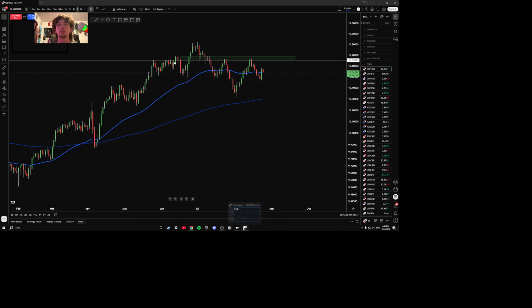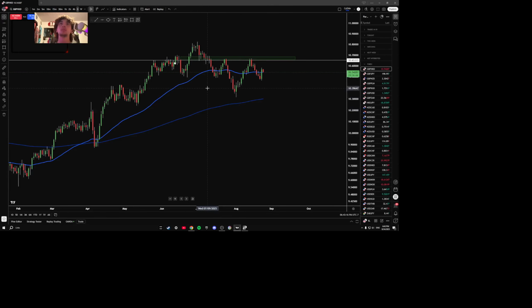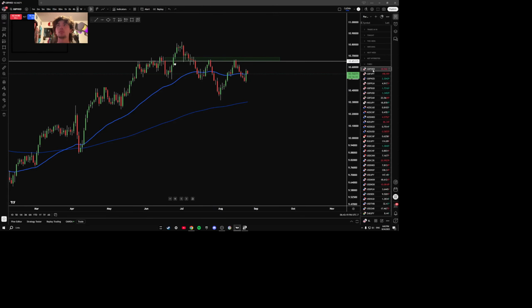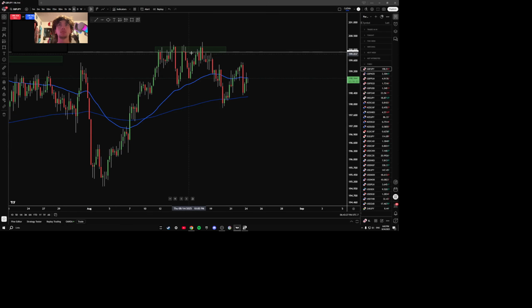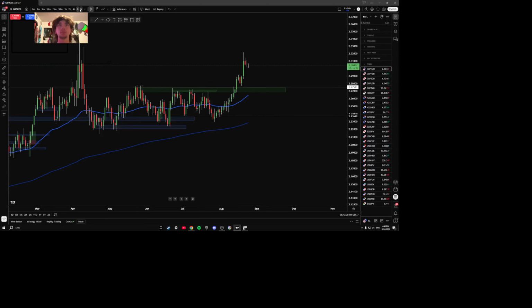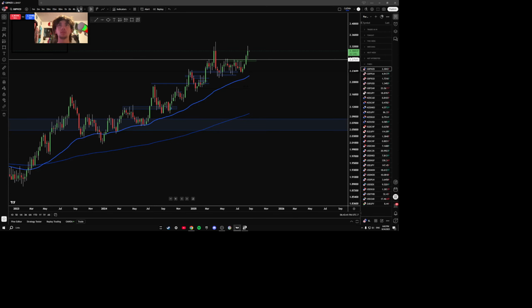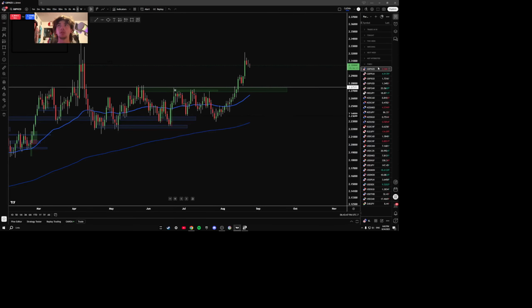Pink. CAD CHF, Euro USD. Retest the sell. GBP JPY. Retest the sell. GBP NZD. Retest to buy. I think it's gonna happen next week though.